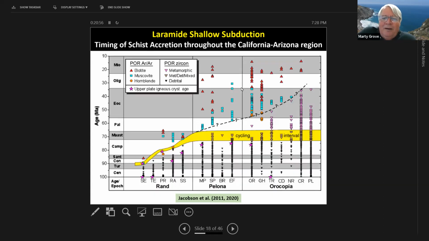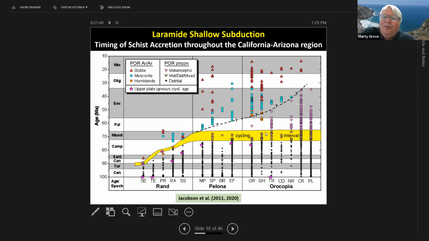Another thing that we can do with this data is that we can basically constrain the time required for material derived from the hanging wall or the magmatic arc to craton to be eroded, transported to the trench, subducted, and accreted. We call this the cycling interval. And on this diagram right in here, it's indicated by this yellow shading. So it's constrained by the detrital zircons that the schist contains. This puts a maximum bound on the cycling interval.